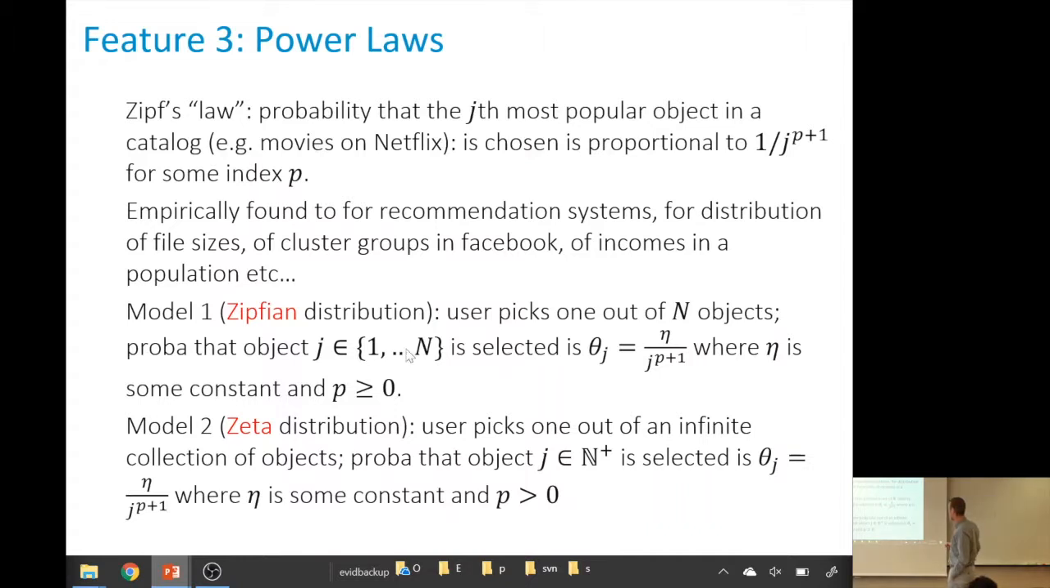If we take p equals 0, for example, here. Originally it was with p equals 0, but it has been found that p may vary a lot. That is related to what is called the zeta distribution, where instead of having a finite collection, we have an infinite collection, and the zeta distribution consists in saying I pick one object with a probability that is some constant divided by j to the power p plus 1. Now p has to be larger than 1. Why?